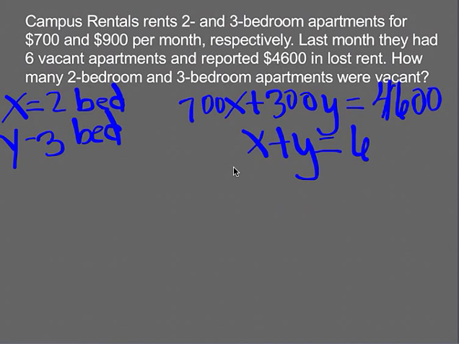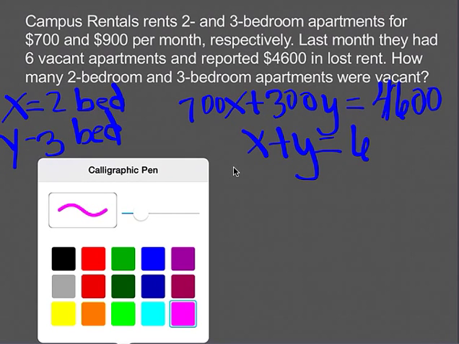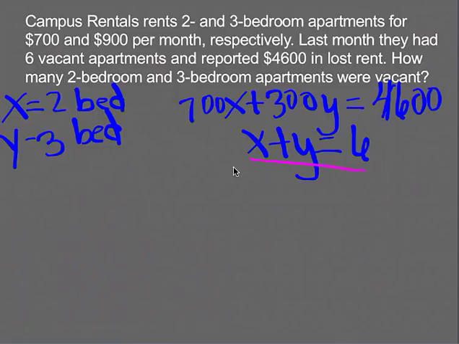So to do this by substitution, I'm going to solve this for Y. Let's solve it for X, actually. It doesn't really matter. That's just how I did it on my key, and I don't want to do it different than my key. So subtract Y from both sides, and I get negative Y plus 6. Now I'm going to take that and plug it into the other equation for X.